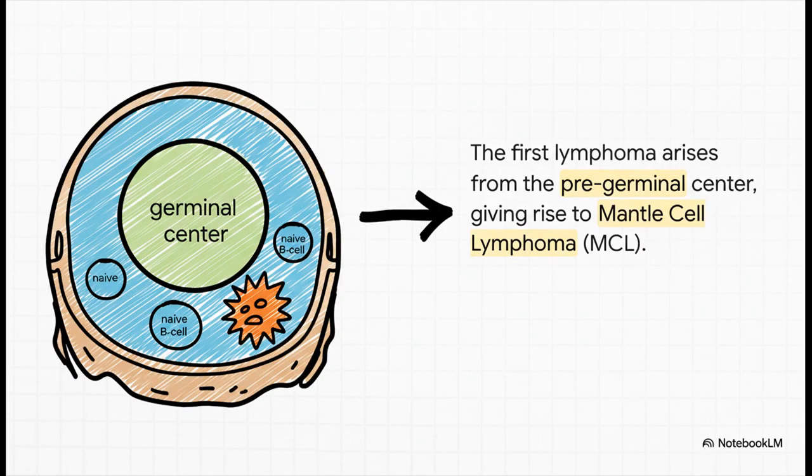Okay, let's put this framework into action, starting right at the beginning of the path. The first major lymphoma we run into comes from that pre-germinal center stage, specifically from those naive B cells that live in the mantle zone, right around the germinal center. And this is the origin of mantle cell lymphoma, or MCL.